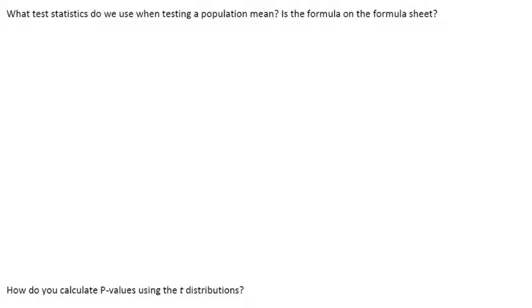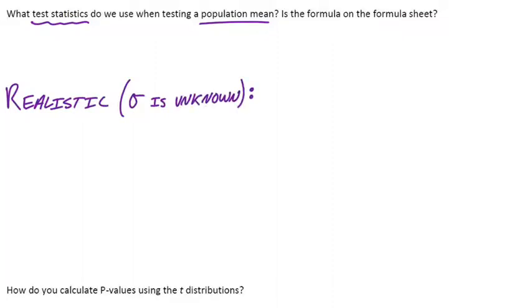So the next part here says, what test statistic do we use when testing a population mean? Is the formula on the formula sheet? You'll probably recognize this from last semester when we did confidence intervals, right? We don't actually use z-scores typically for means. We use t-scores. So I just noted here, this is the realistic case, right? Sigma is unknown. We don't know what the population standard deviation is. If we knew that, they wouldn't really pay us very much money to make inferences, right? They would already know everything they needed to know. So for all practical purposes, we're going to use t-scores when it comes to means.